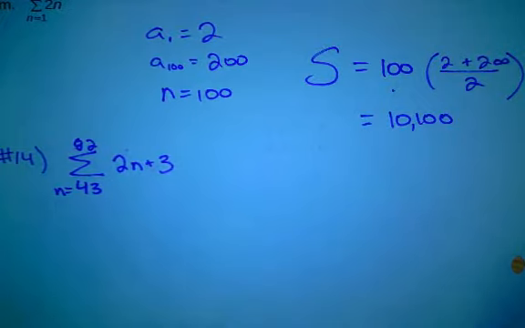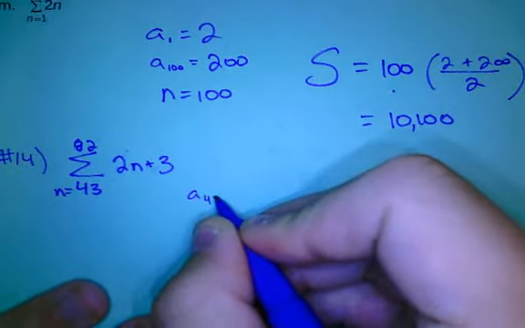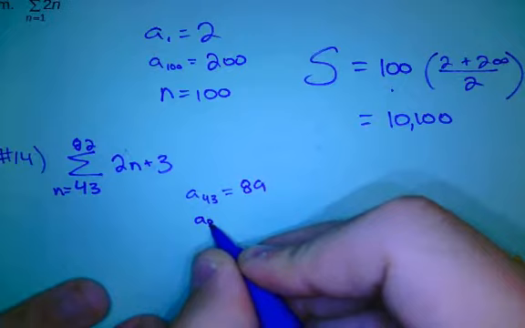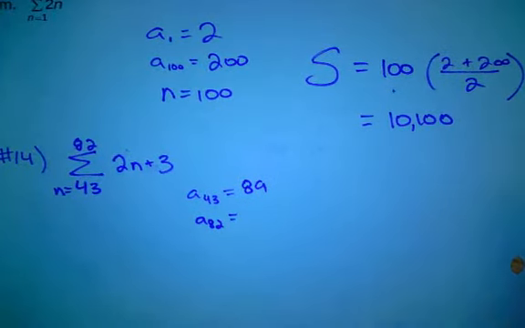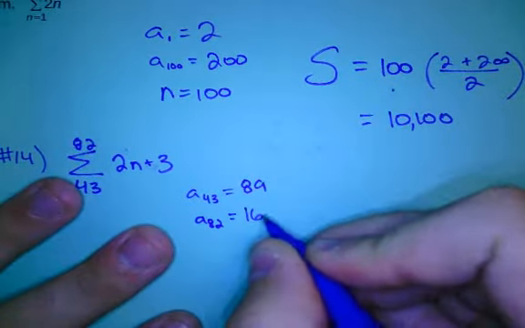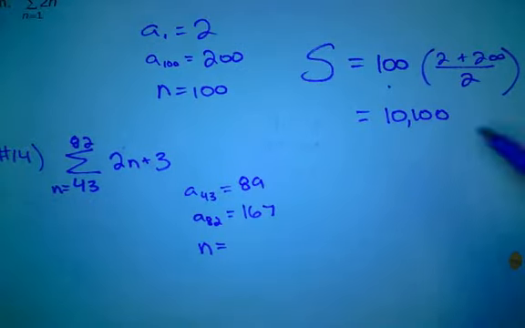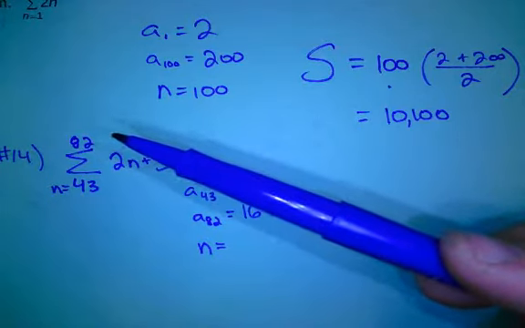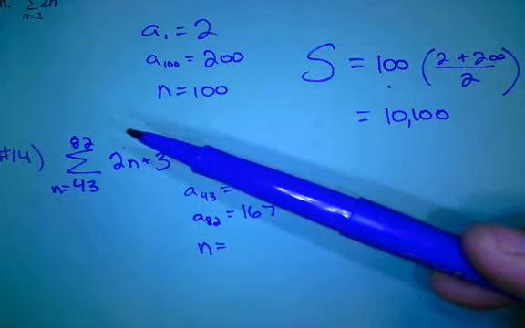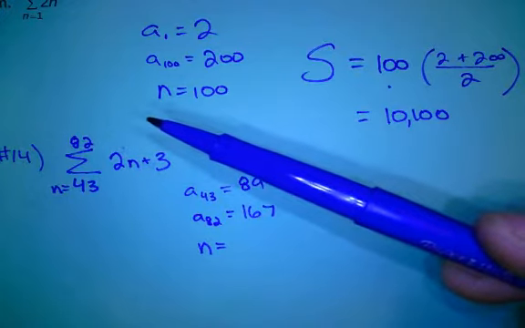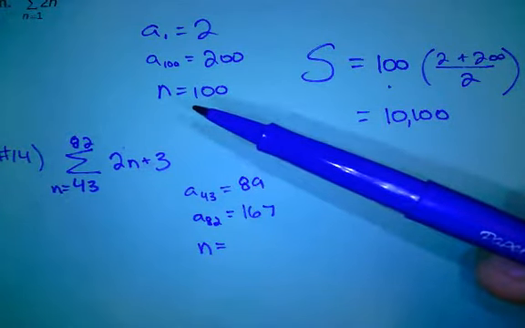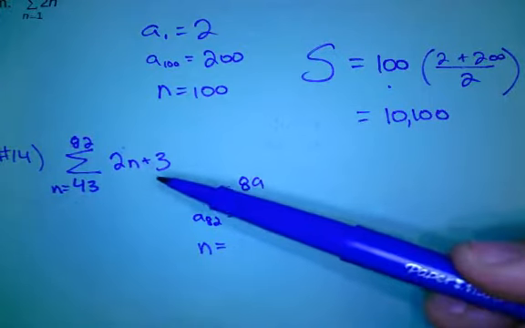What's my first term? What's my last term? Plug it in. 167. How many are there? How many terms are there? Hey, can we slow down? Yeah. 82 came from the problem. This is made up. Oh, I thought that said 23.